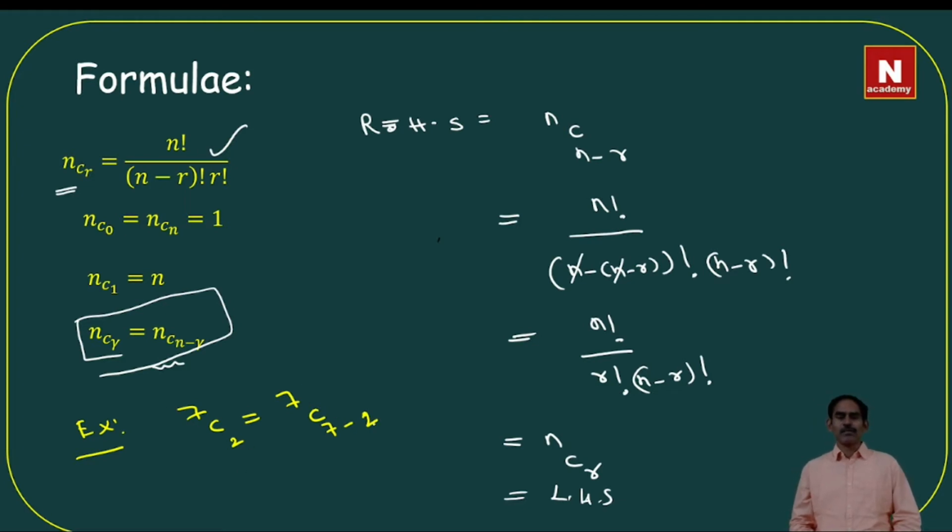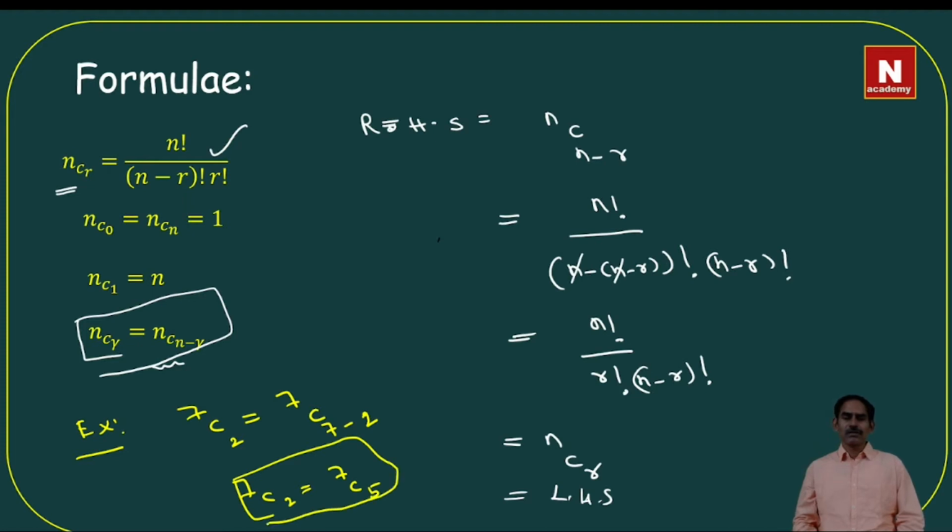nCr equals nC(n minus r). Therefore, 7C2 equals 7C5. So both values are equal. The 7C2 value and the 7C5 value are always equal. Why? This is the cause: nCr equals nC(n minus r).